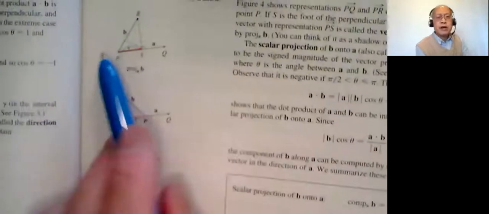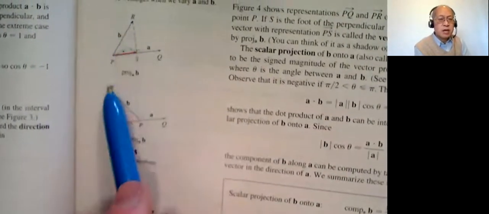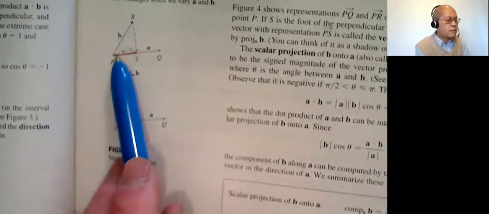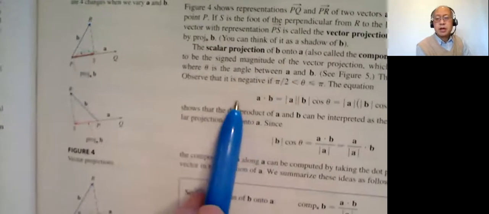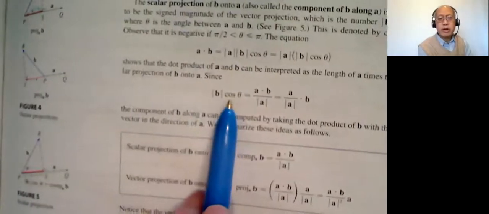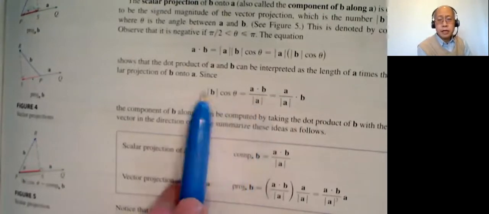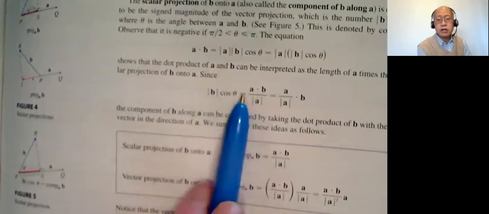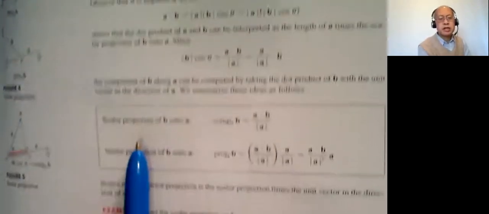Okay, so from trig, we know that this distance here is magnitude of B times the cosine of the angle between these two, cosine of theta. But magnitude of B cosine theta, we already know that cosine theta is A dot B over norm A, norm B. Those norm B's would cancel out. So you have A dot B over norm A. Okay, so you can put this on your next cheat sheet.